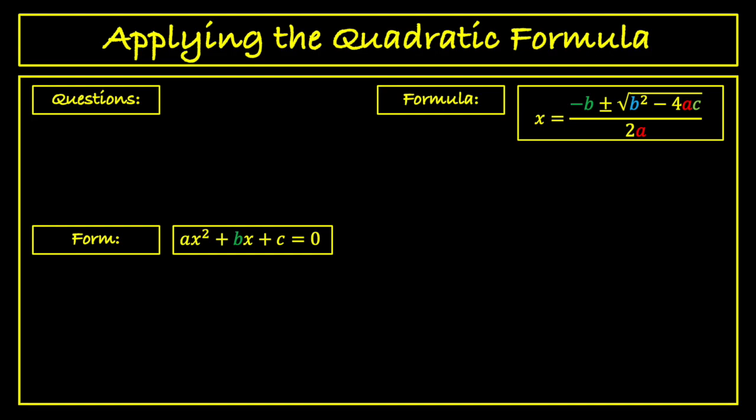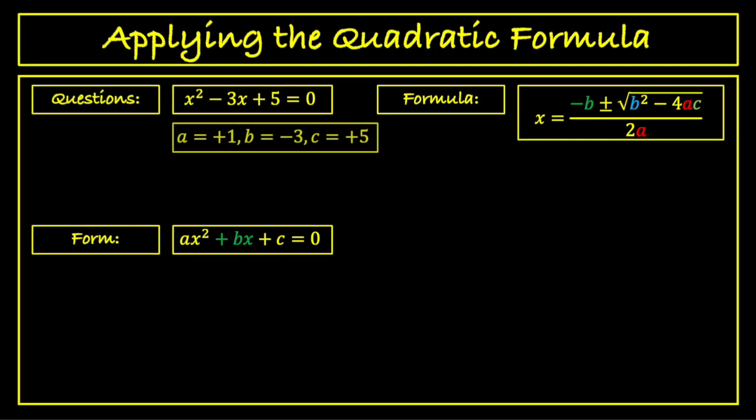However, we must remember that the coefficient involves the operation before it. That is, in the equation x squared minus 3x plus 5 equals 0, the term a is plus 1, or 1, but the term b is negative 3. Let's move on to some questions.